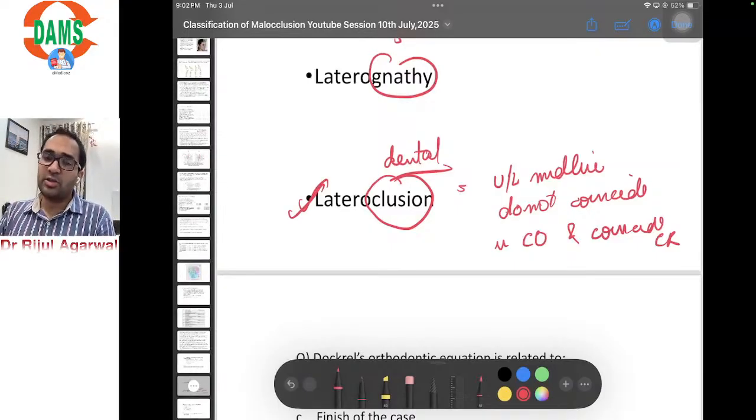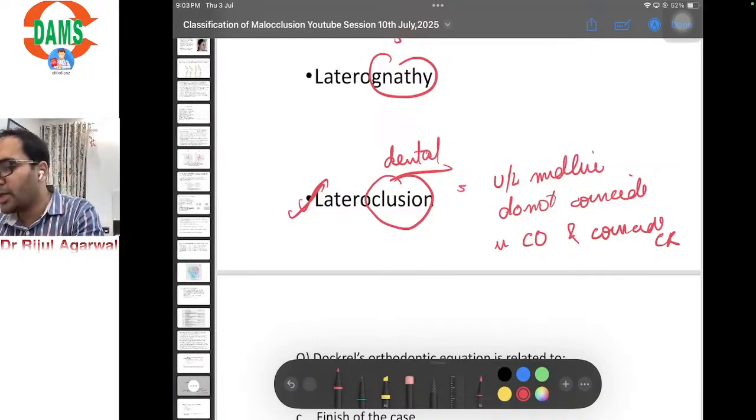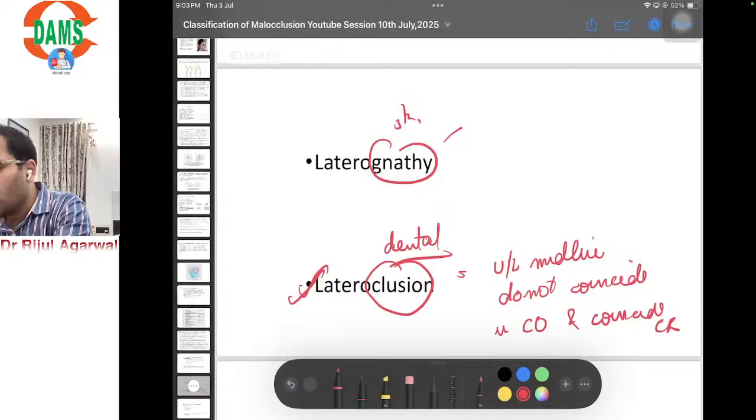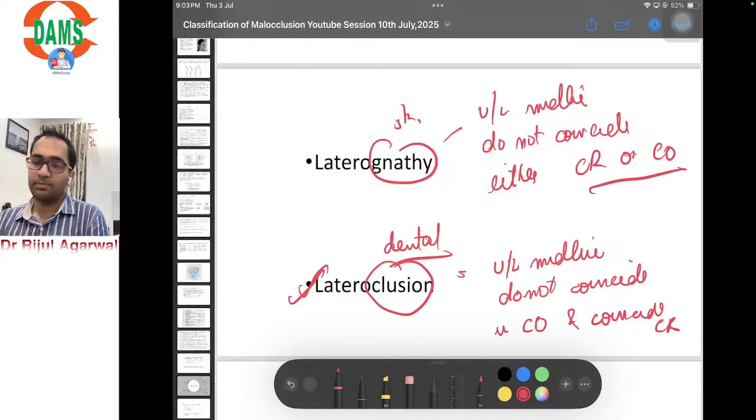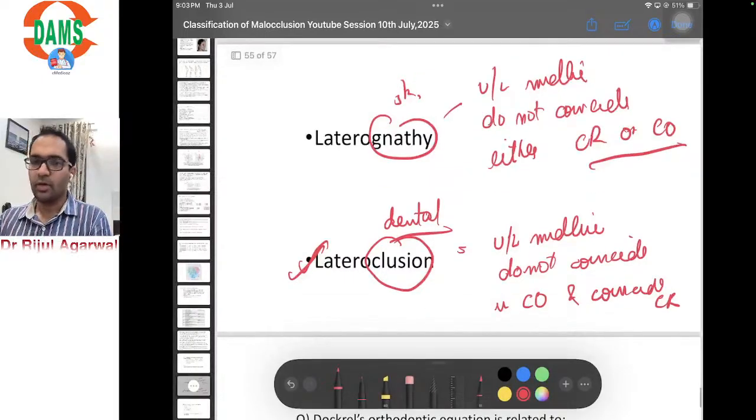Why is it happening? Because of some occlusal prematurity or occlusal contact, the patient deviates the lower jaw while closing. And in laterognathy, the upper and lower midlines do not coincide either in centric relation or centric occlusion. That is, there is some skeletal component involved.